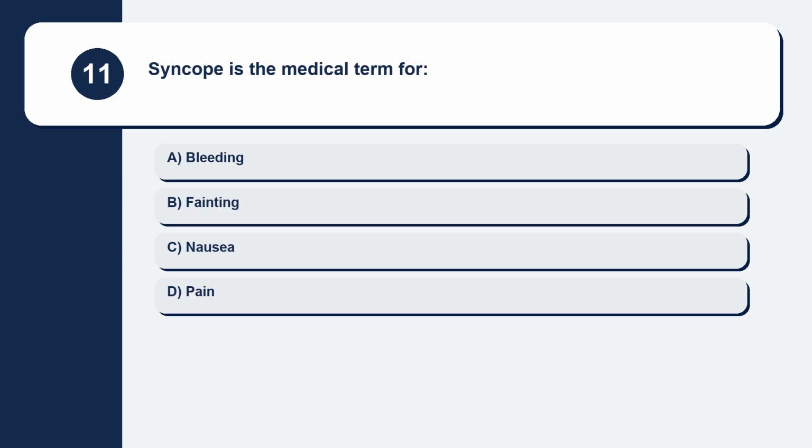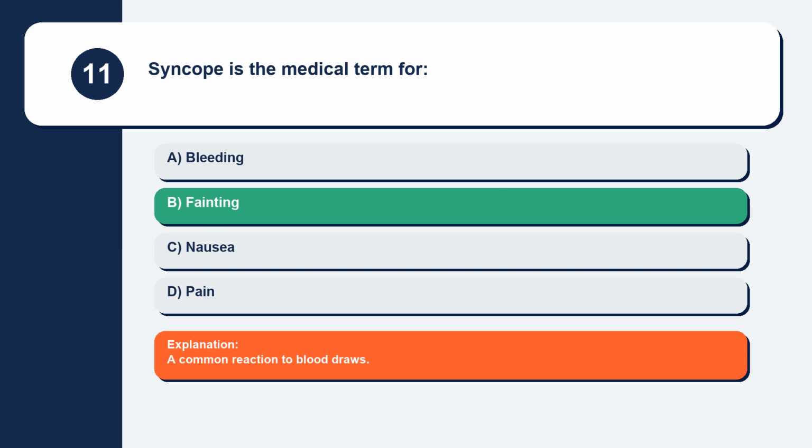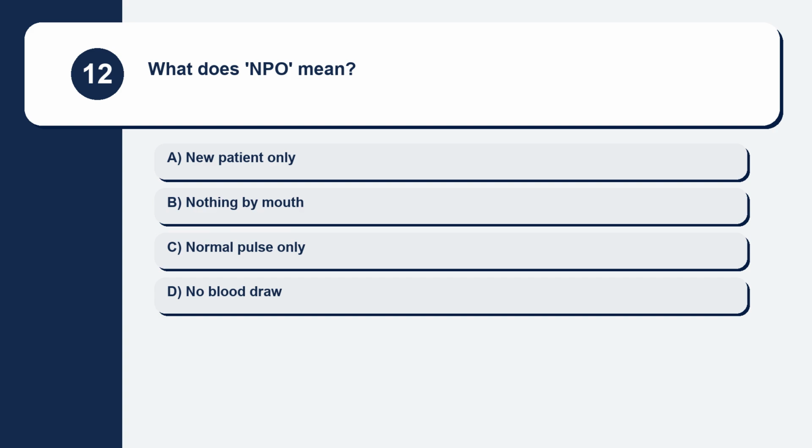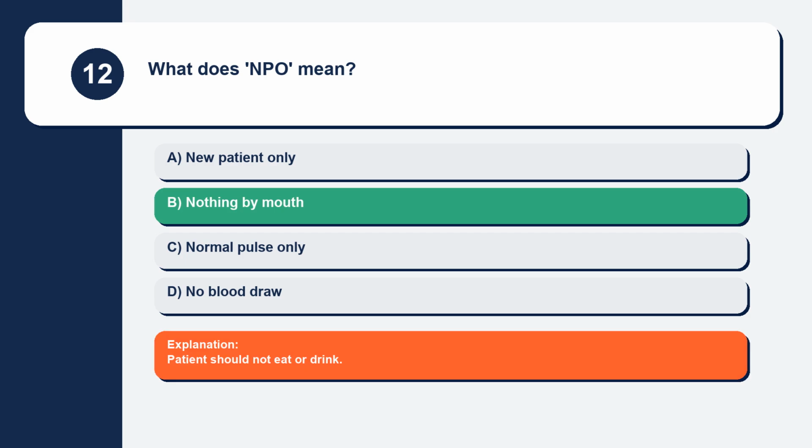Question 11. Syncope is the medical term for bleeding, fainting, nausea, or pain? A common reaction to blood draws. Question 12. What does NPO mean? New patient only, nothing by mouth, normal pulse only, or no blood draw? Patient should not eat or drink.